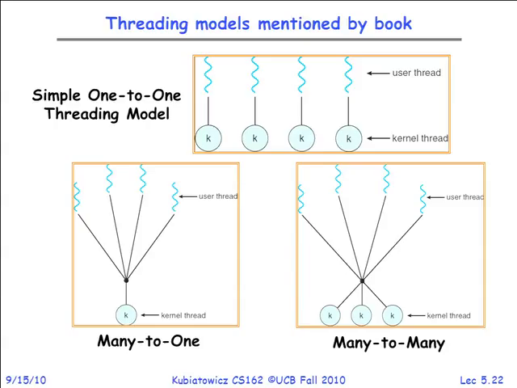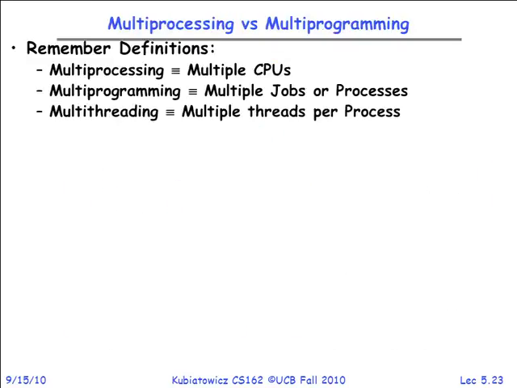So I'm going to finish up. We have a little time today, so I want to talk about some meta issues for the end of the lecture. Remember some definitions. Multiprocessing was multiple CPUs. Multiprogramming was more than one job or task or process. Multithreading was typically more than one thread per process.